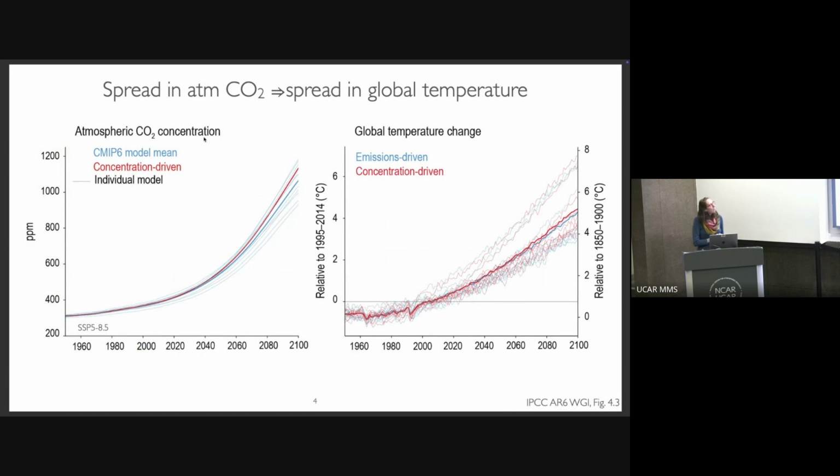And this is just to remind you that this spread in atmospheric CO2 that we get across these models running interactive carbon cycles results in a spread of temperature as well. And so we do not necessarily expect that the emissions-driven simulations will have the same distribution of temperature projections, because there could be additional contributions from the radiative forcing of different CO2, as well as other confounding factors.